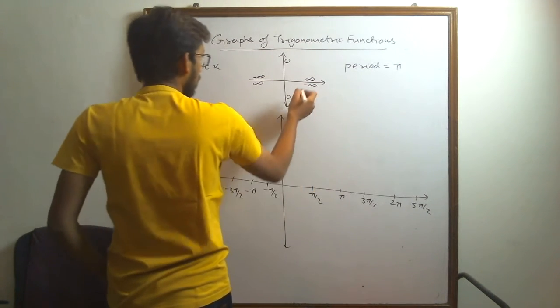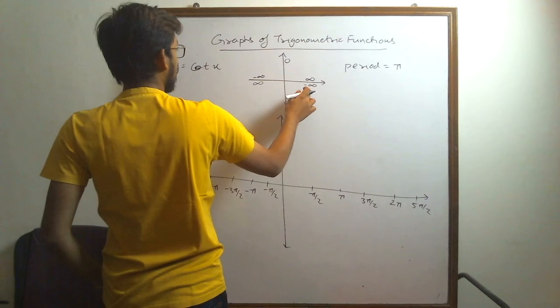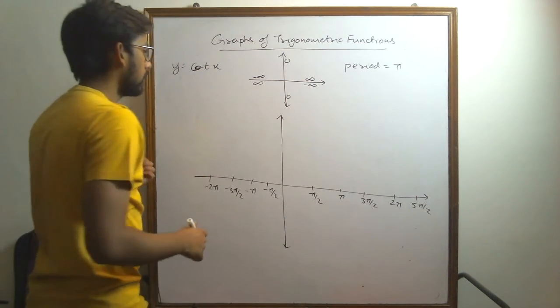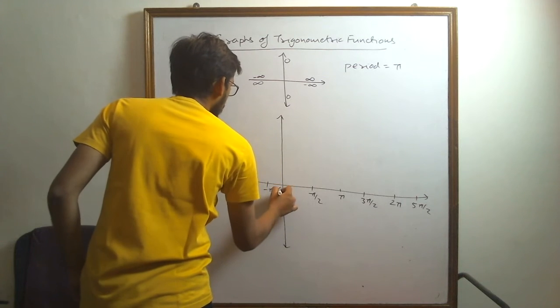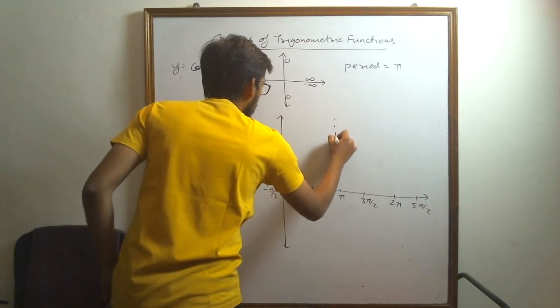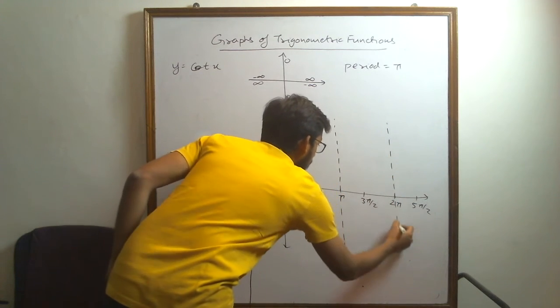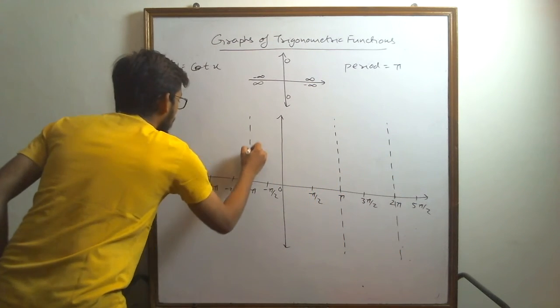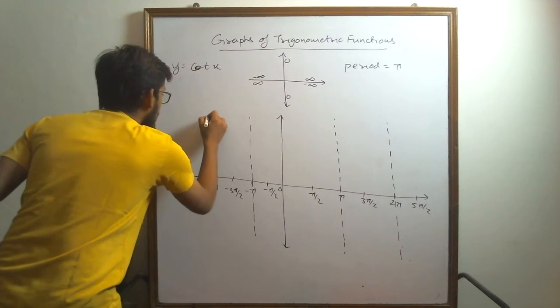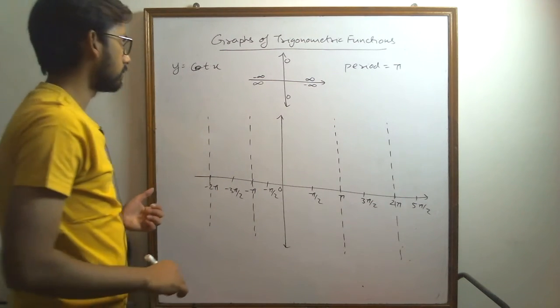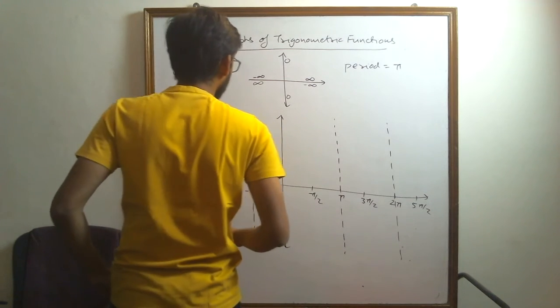okay, so the angles on the x-axis are asymptotes for the function. So x is equal to 0, x is equal to pi, x is equal to 2 pi, x is equal to minus pi, x is equal to minus 2 pi. All these angles are asymptotes for y is equal to cot x.